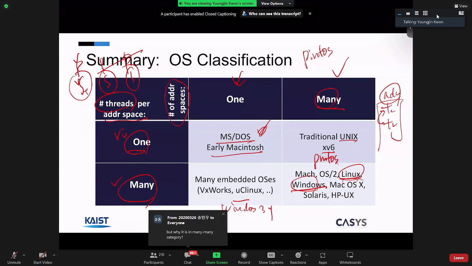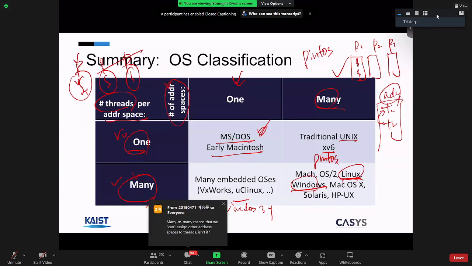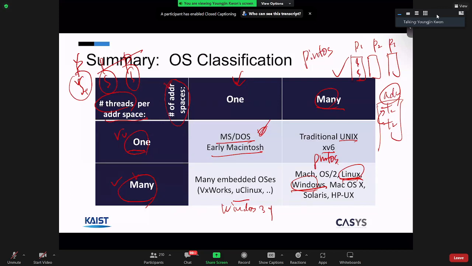Like Linux, process 1, process 2, process 3 each has one address space, so there are many address spaces. Each address space can have many threads. So many-to-many. Many means we can assign other address spaces to a thread? No. That's not the case.